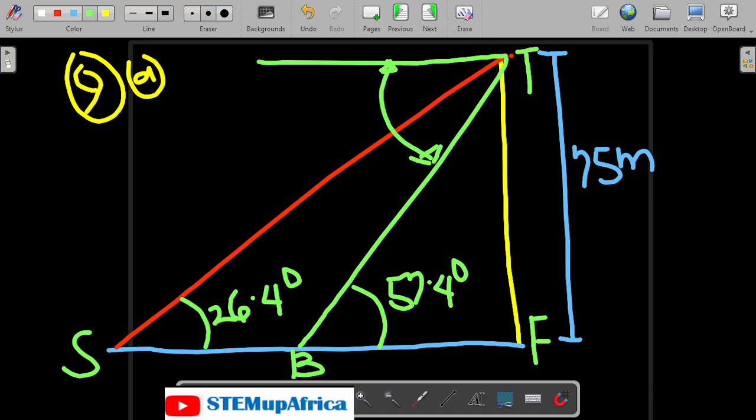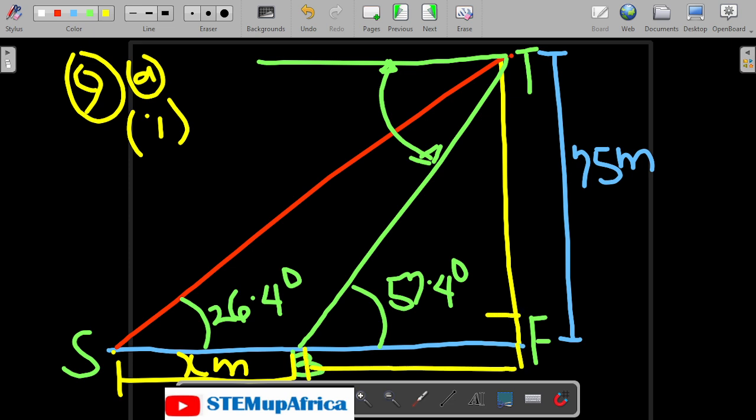The question says, illustrate with a diagram. This is 9A, Roman figure 1. We just did that. Then calculate to 3 significant figures the distance between the ship and the boat. Let's call the distance from here to here X meters, so that's what we are looking for. Let's also call here Y meters. So this is the diagram. We are going to consider triangle TBF and triangle STF.